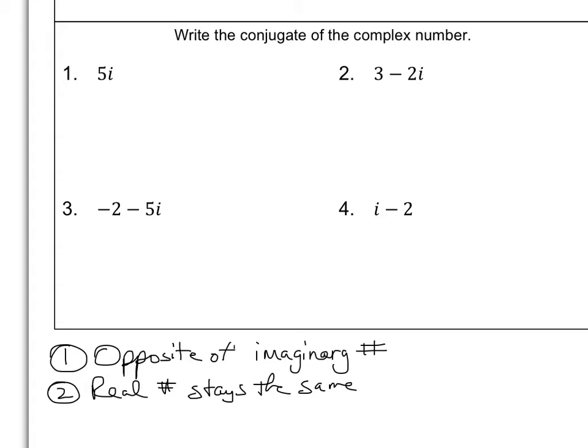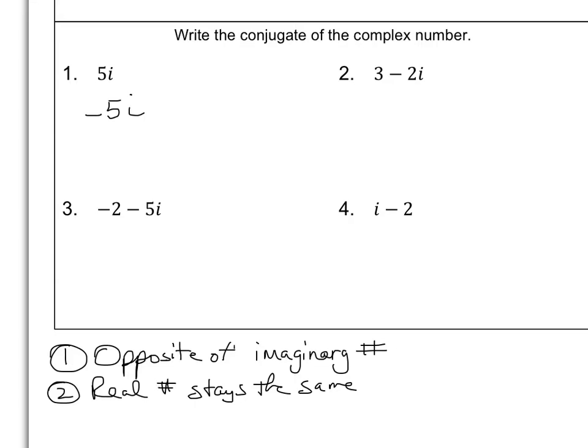As we look at this, it says write the conjugate of the complex number. Okay, so remember, to find the conjugate, we take the opposite of the imaginary number, and the real number stays the same. Now, if there isn't a real number there, then we just take the opposite of the imaginary number. So the opposite of 5i is negative 5i. That's the conjugate.